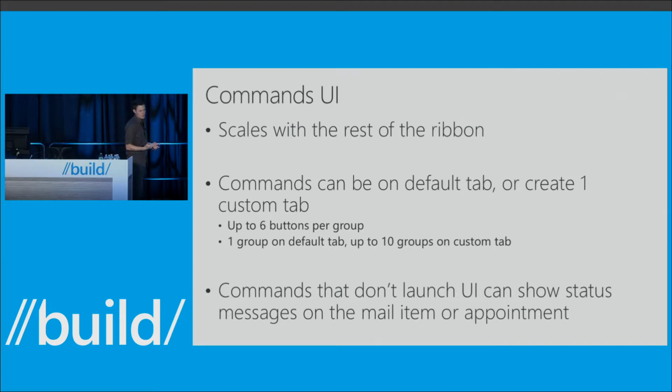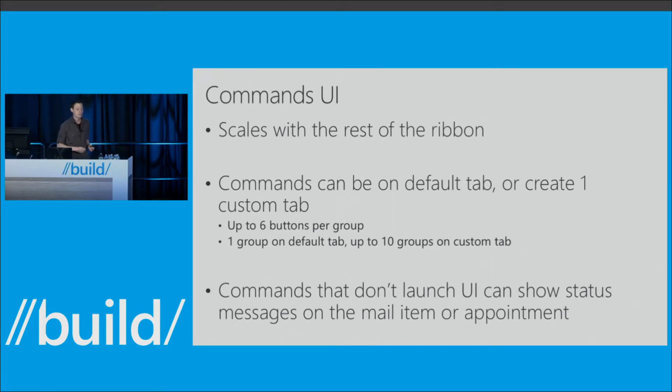Now, commands can be either on the default tab, which in Outlook is the Message tab in Compose, or called Home while you're reading the message or appointment. Or you can create one custom tab. In the default tab, you can have one group with 6 buttons. In the custom tab, you can have up to 10 groups. Each group can have up to 6 buttons. So in theory, you can have up to 66 buttons. Please don't do that. Please don't create add-ins with 66 buttons. We do have a validation team, so they haven't really been stretched yet, but I would be very interested to know what scenario requires 66 buttons, or even 64.